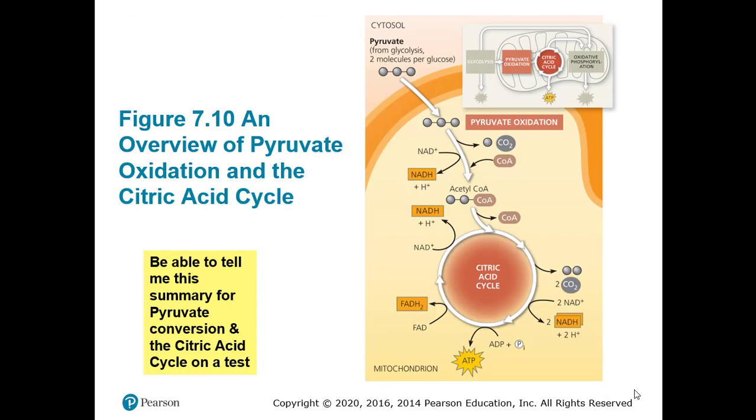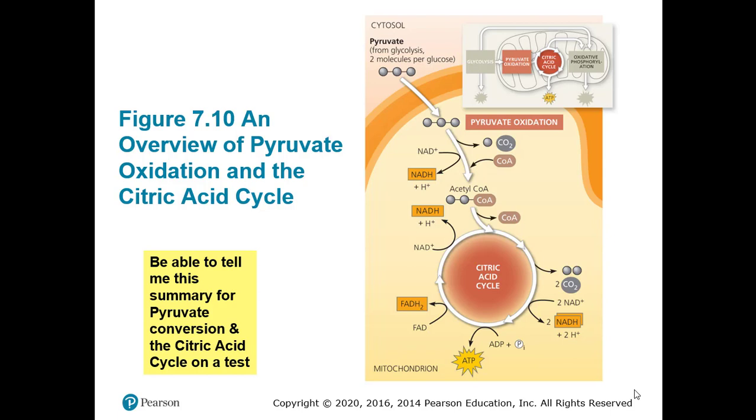All right. Again, make sure you can summarize this for me on a test. All I want you to be able to tell me is pyruvate that comes from glycolysis. Remember, you have two of them. Is going to go through a series of oxidations where you give off carbon dioxide, you make an NADH, and you make an acetyl-CoA. Okay? So notice that now the acetyl-CoA only has 2 carbons because you lost 1 carbon in a carbon dioxide.